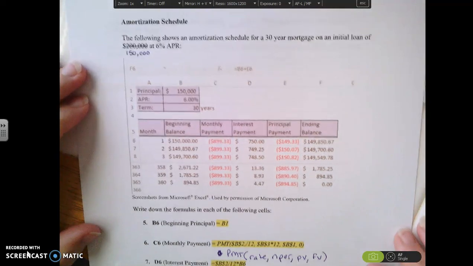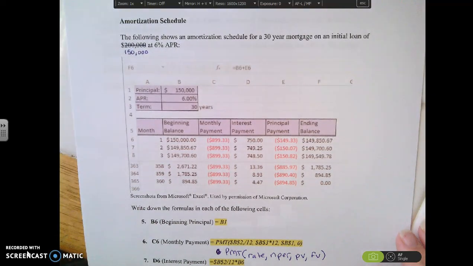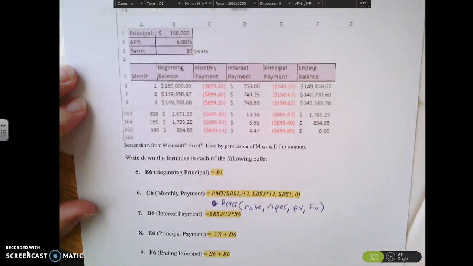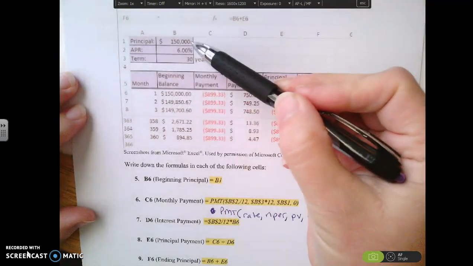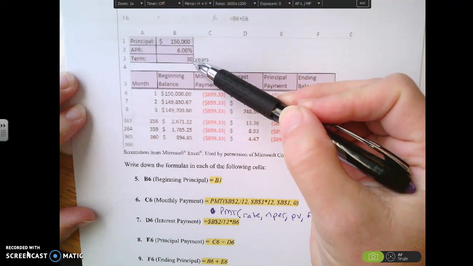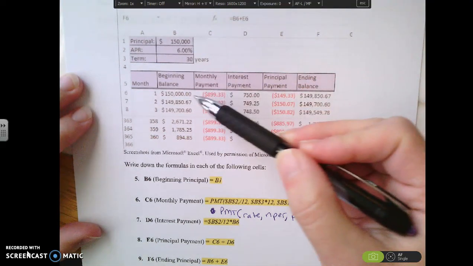So here we have an amortization table for a 30-year mortgage. The initial loan, the book says it's 200,000, but all of the pictures and everything deal with 150,000. So we're going to do 150,000, and it's 6% annual percentage rate. When they set up their Excel spreadsheet, they put the amount of the loan here at B1, the annual percentage rate as a percentage at B2, the term, which is 30 years, at B3.